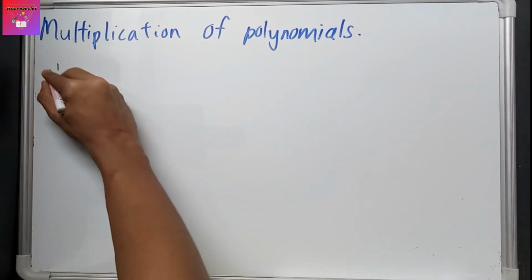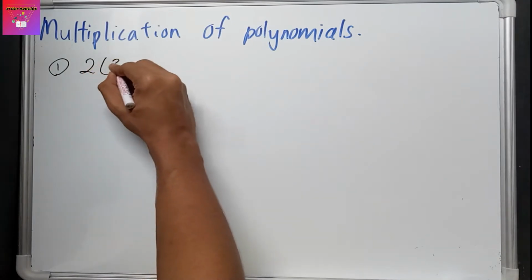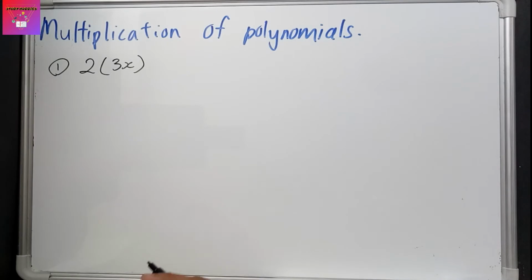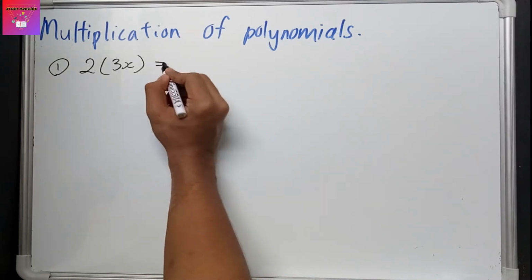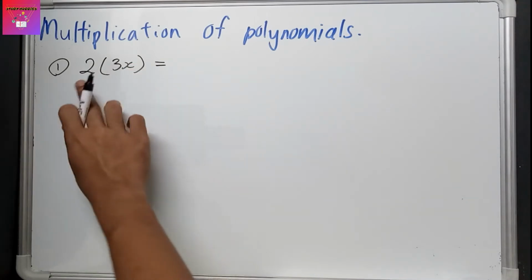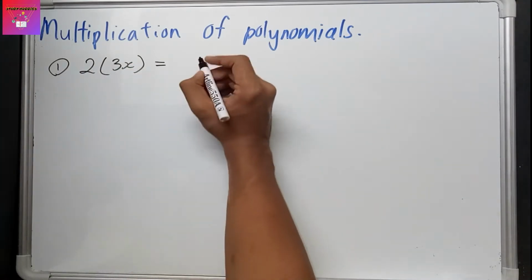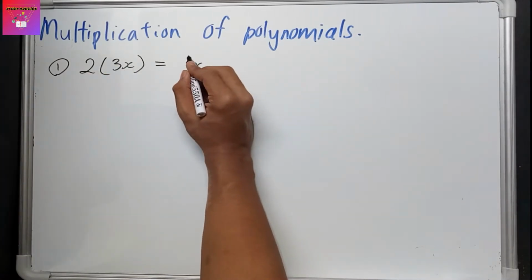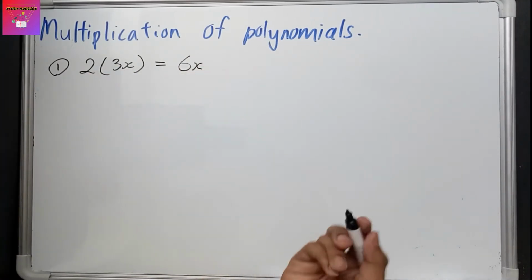Let's say our first example is 2 times 3x. How do we solve this? It's very simple. We are just going to multiply 2 and 3 together. Since there's no x outside, the x is going to remain the same. So we multiply 2 and 3, and therefore we get 6x.